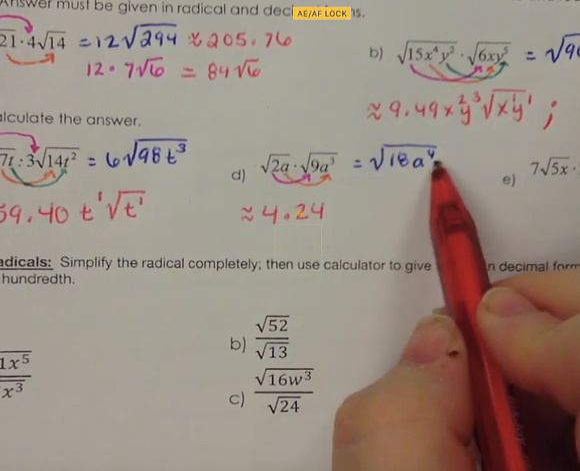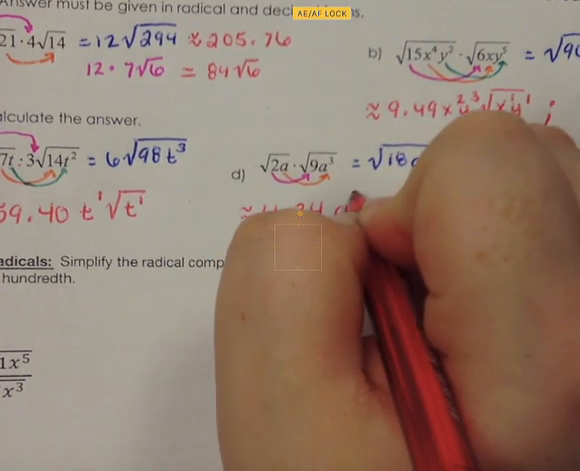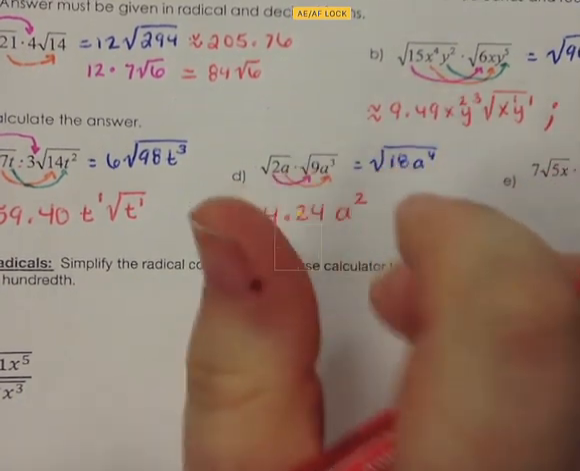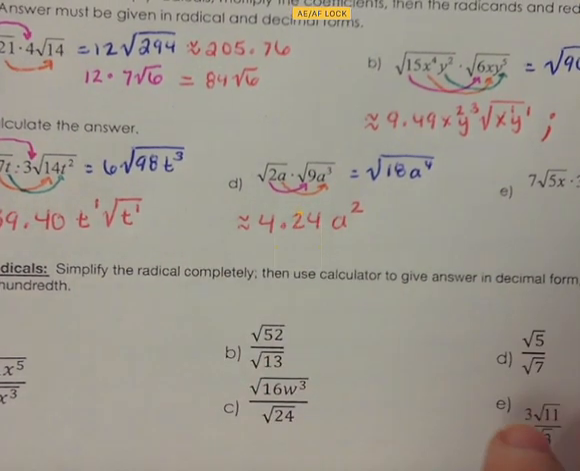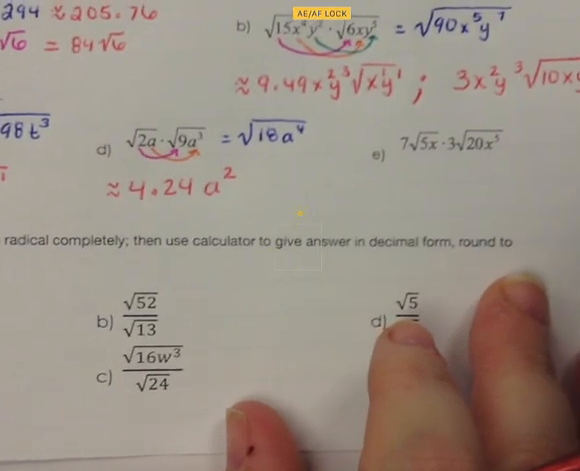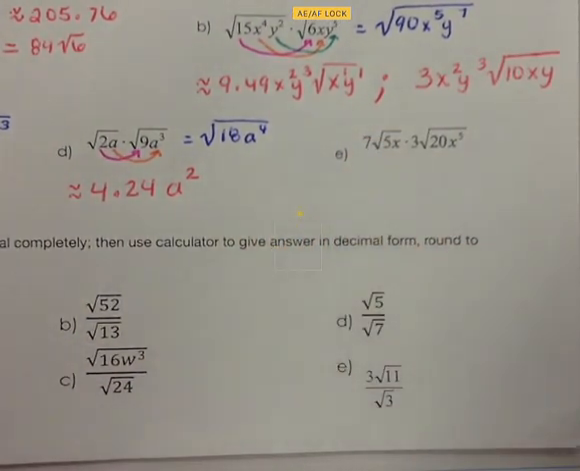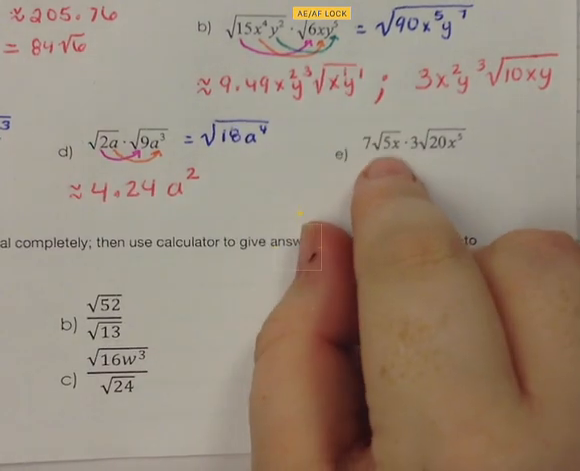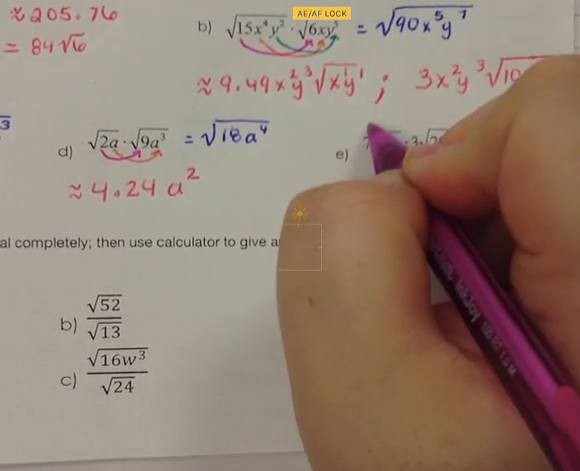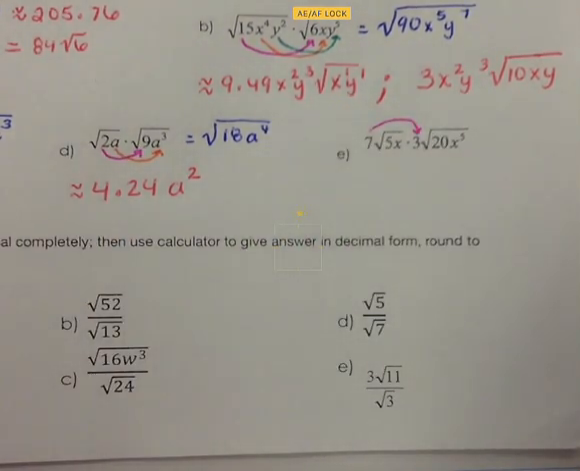And then the square root of a to the 4th. So 2 goes into 4 twice. So a to the 2nd, but with nothing remaining. So that means I have no radical left over. This is our answer. 4 and 24 hundredths, a squared. On E, we have the same index, so square root and square root. That means we can multiply. So we take our coefficients and multiply our coefficients. 7 times 3.